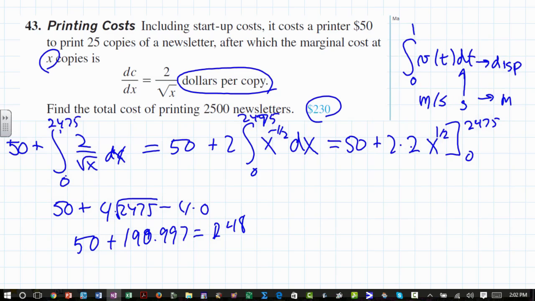And the answer says 230. I mean, maybe they meant the other. Maybe they went the other way. Again, I think this question is so poorly worded, it's hard to tell what they meant. So let's just note that if we redid it and integrated from 25 to 2,500, you might get a slightly different answer. I'm okay with that. All right, let's call that one done.